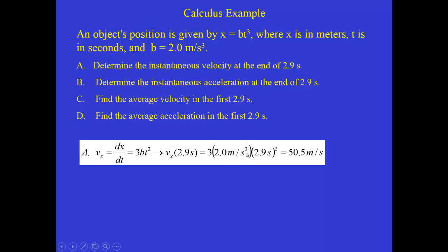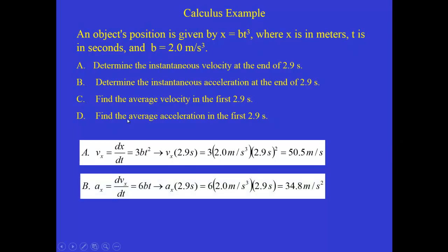You have meters per second cubed times seconds squared. And if you work that through carefully, you see that gives meters per second. And that's a good check. We always want to carry units along because we got meters per second, which is consistent with a velocity. And that's what we're trying to calculate. So that gives us some confidence that we did the calculation right.